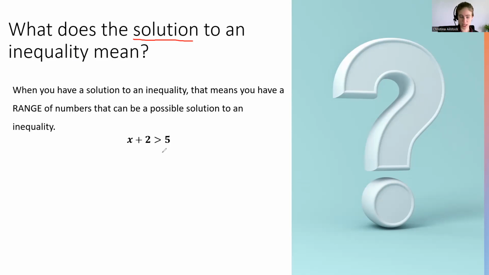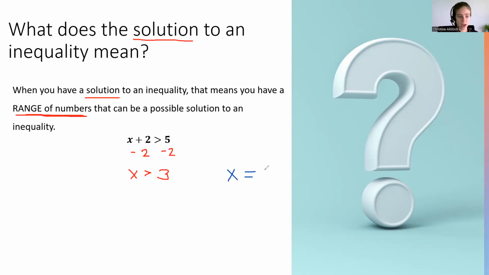In an equation, there is only one answer because you get a number and it can only be equal to that exact number. But when we have inequalities and we're talking about their solutions, there are a range of numbers that could possibly work. So if we go to solve this, x plus 2 is greater than 5, we would subtract 2 from both sides, and we have x is greater than 3. Well, that means any number greater than 3 is a possible solution.